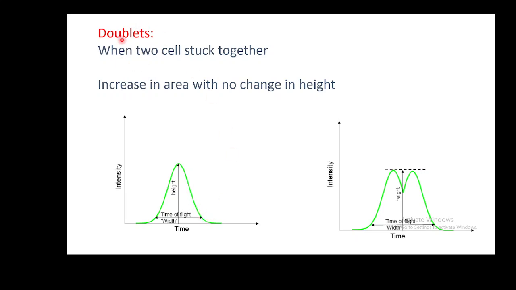So what are doublets? When two cells stick together, this is known as a doublet. That is what we don't want in our experiment, because these are not one cell. These are two cells, but our machine is reading them as one cell. So the accuracy of our experiment will decrease if we are counting the doublet cells. Here you can see when two cells are stuck together, there is no change in the height, but there is a change in the area.